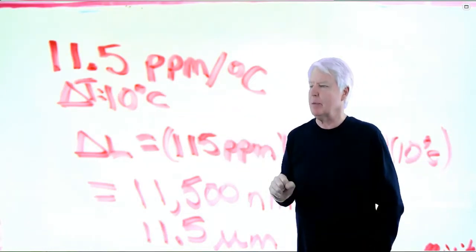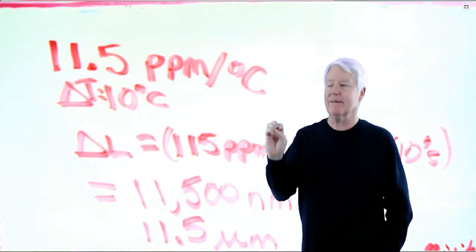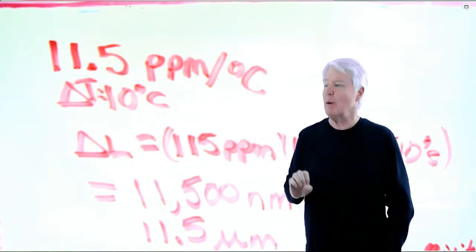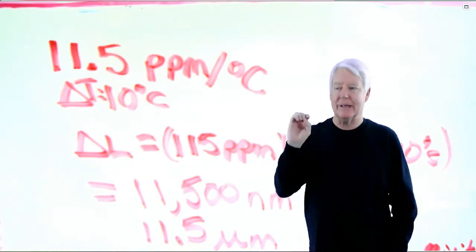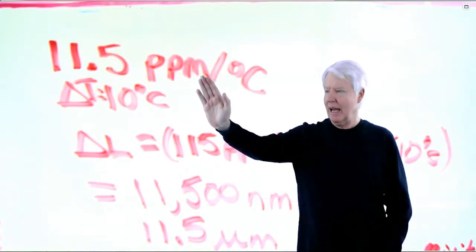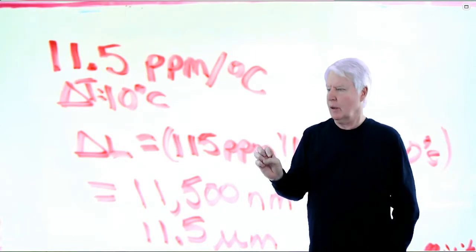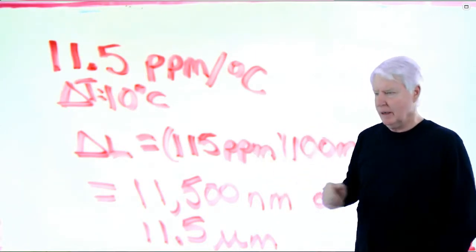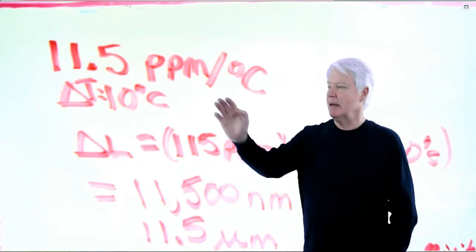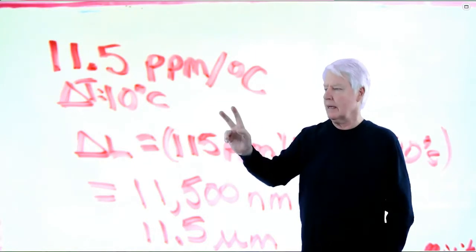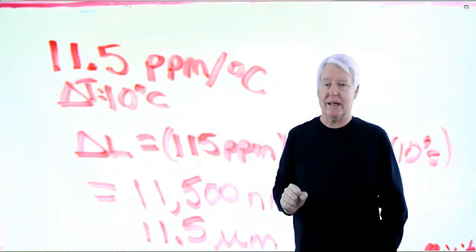I looked this up. This is the expansion rate of that gauge steel, 11.5 parts per million per degrees Celsius. So you'll have to look at what parts per million means: a millionth of an inch, or whatever unit we're using, meters, I guess. Okay, a millionth of a meter. And the change in temperature was 10 degrees Celsius.